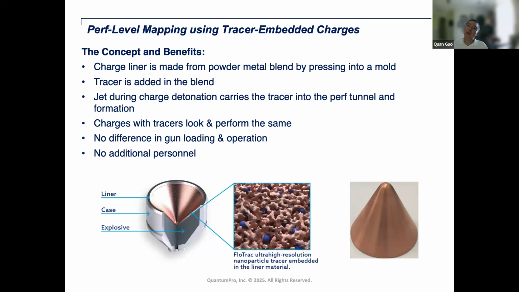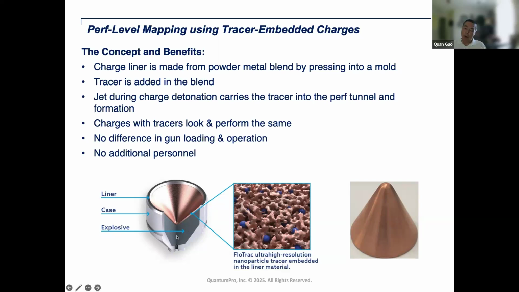Here I show a concept of using the tracer embedded charges for perforation level flow mapping, or cluster level flow monitoring. As you know, a charge consists of the liner, the explosive, and a steel case. The charge liner is made from a powder metal blend by pressing into a mold. So the tracer is added into the blend before the pressing, before making the liner. Basically, the liners contain the tracers in the pores of the liner. It is a porous material, and because the tracer is nanoparticles, mostly the tracers are in the pores.